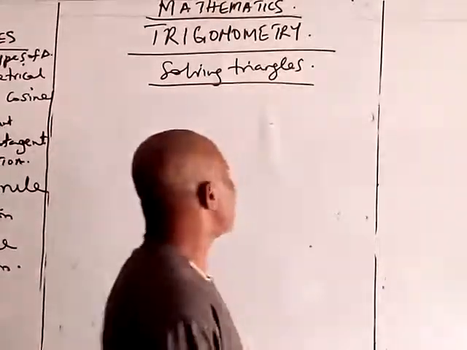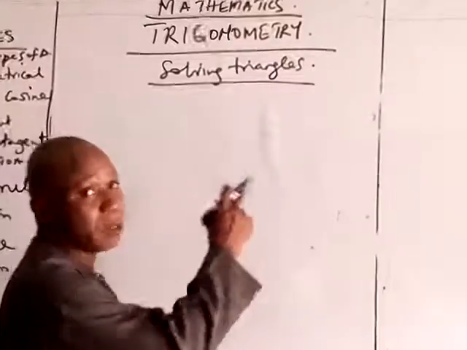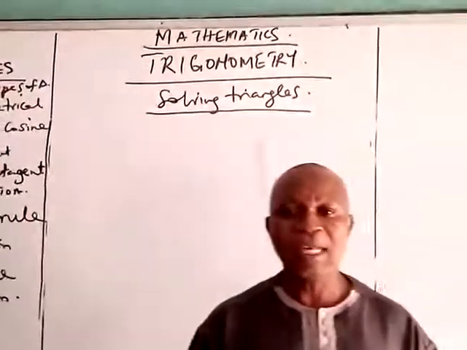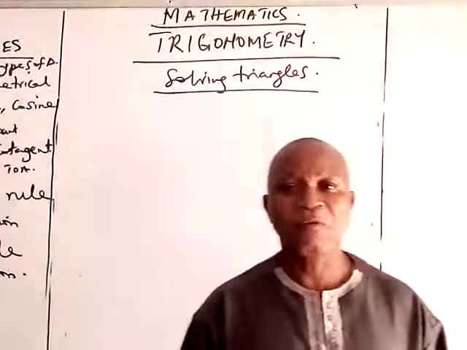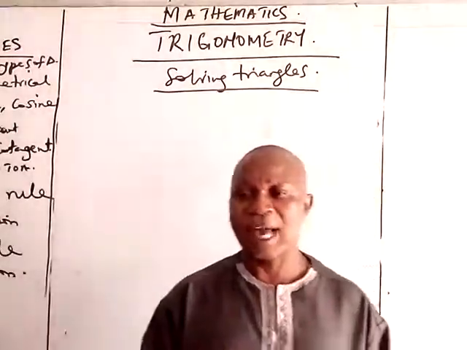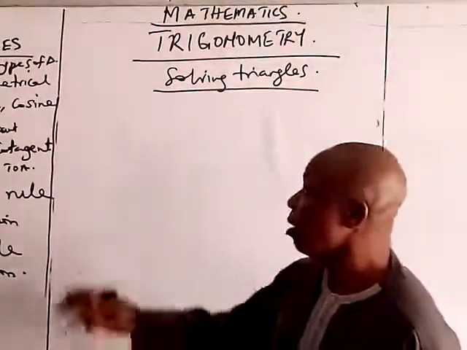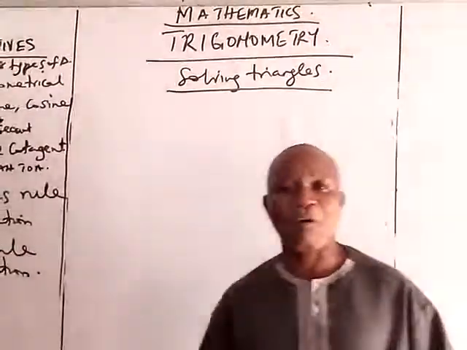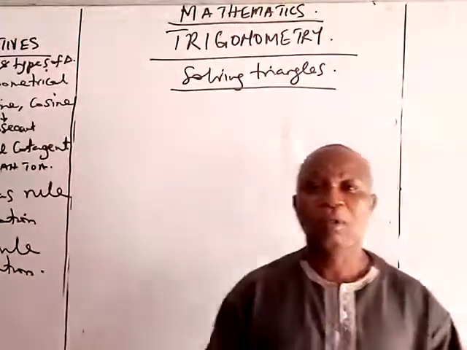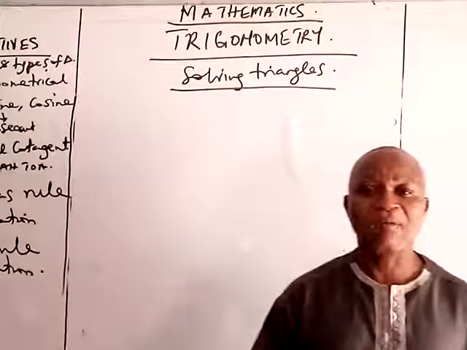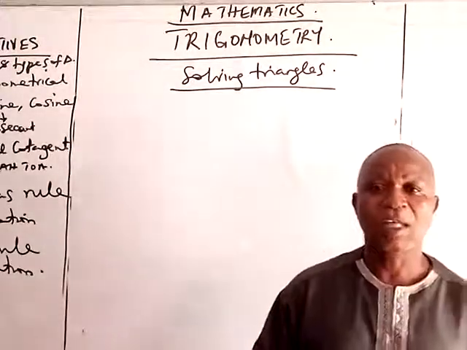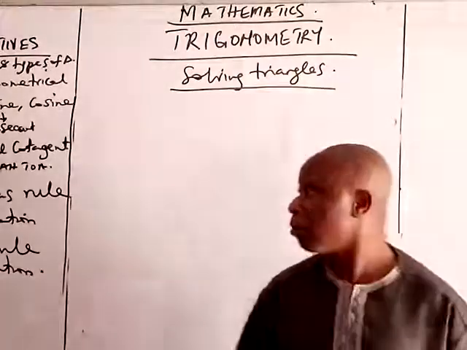What we are going to discuss today is trigonometry. What do you understand by trigonometry? It is the study of the triangle in relation to its sides and angles. Now, we have different types of triangles. We have the obtuse angle triangle, scalene triangle, equilateral triangle, and the right angle triangle.